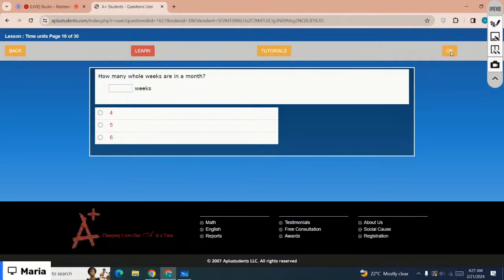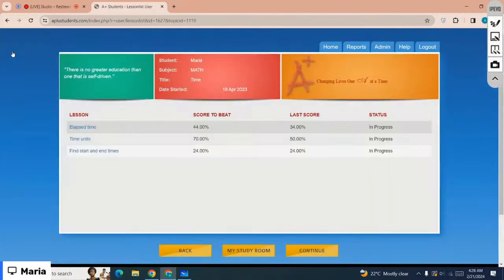How many whole weeks in a month? The correct option is 4 weeks. I think you have to move on to the next lesson. You can complete this lesson by yourself later today. Let's just move on to the next lesson. The next lesson is find start and end time, right?